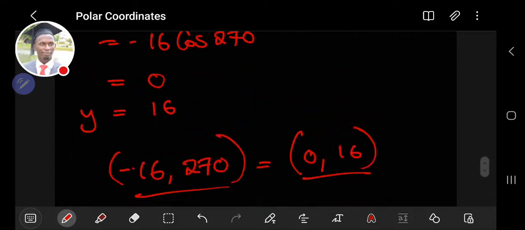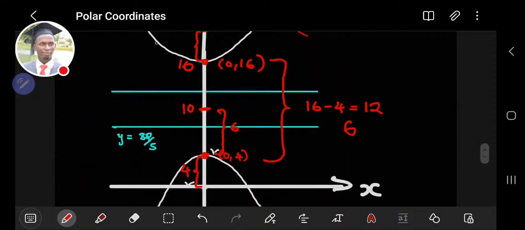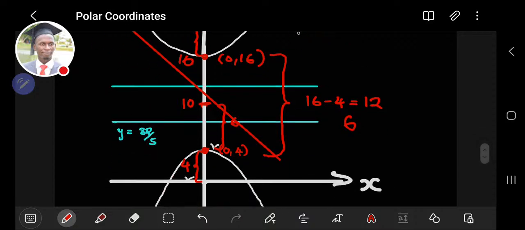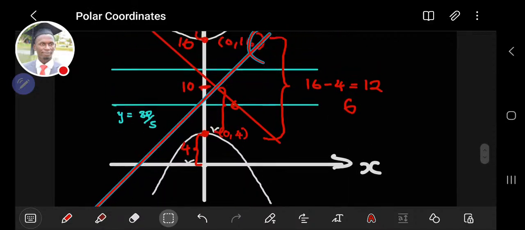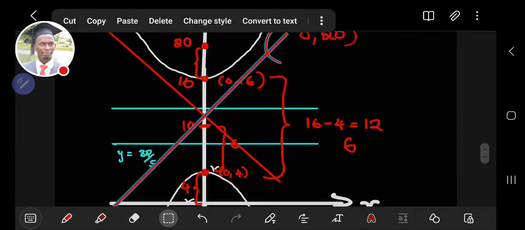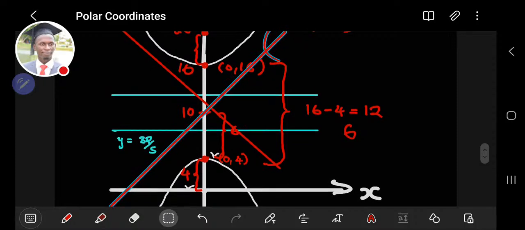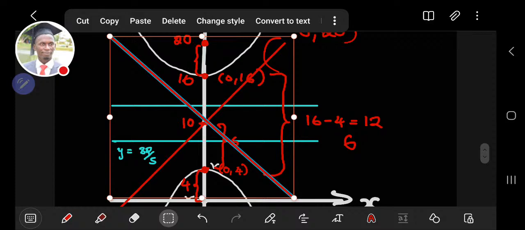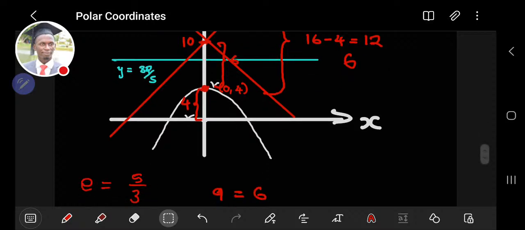So if we came here, we can easily predict the one with the negative gradient will have to be the one going downwards like this, and the one with the positive gradient will have to be the one going down like that. So of course we can move these around so that they just pass at the origin. Somewhere there, and this one as well, somewhere there. You can easily label the equations so that you know exactly what is what.